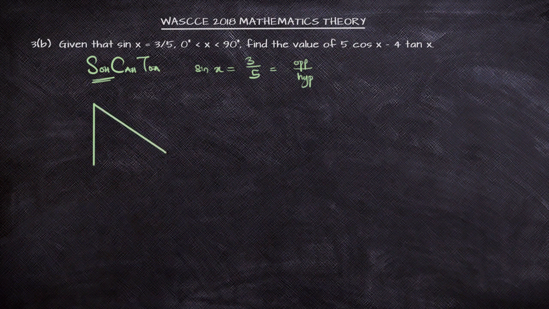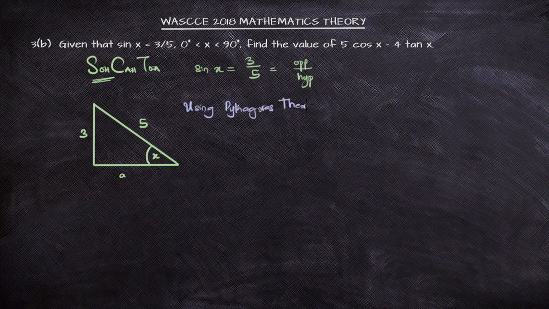And we have to draw this particular triangle and label it appropriately. This is angle x, the opposite to it is 3, and the hypotenuse is 5. So we don't know this adjacent. Let's call it A. We can use Pythagoras theorem to find the adjacent.